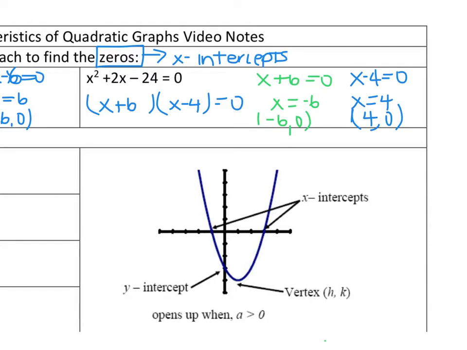So if this were the graph of x squared plus 2x minus 24, our x-intercepts would be at negative 6 and positive 4. But clearly this is not the graph, because our x-intercepts here are at negative 1 and positive 3, and our y-intercept is down here at negative 3.